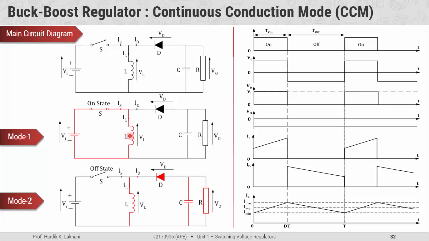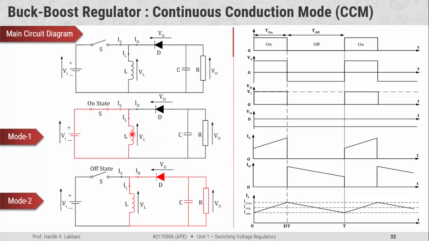The inductor gets connected to the supply through this on state switch and it starts storing the energy from the supply. Current starts from the positive terminal of the supply, it passes through the switch, it flows through the inductor and goes back to the supply. This is how the current through the inductor gradually increases from minimum value towards the maximum value as inductor keeps on storing the energy.